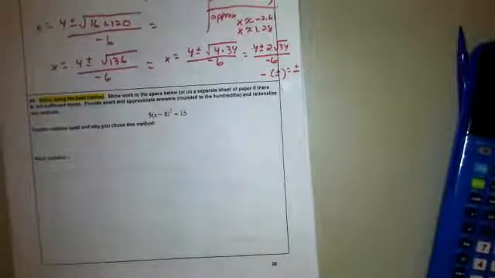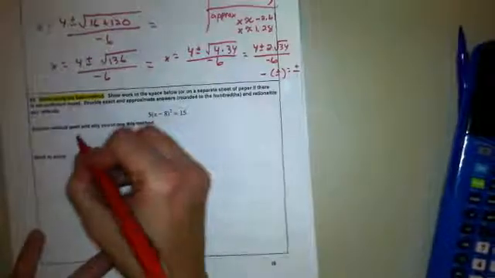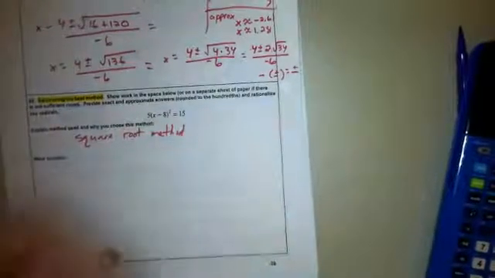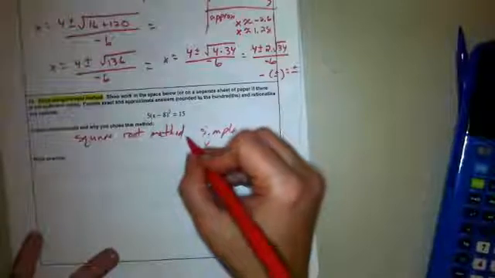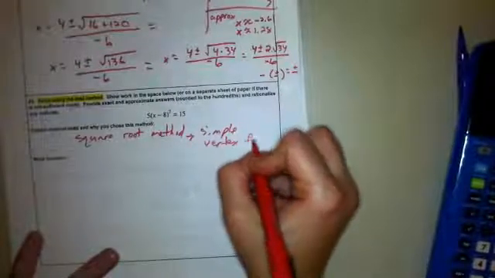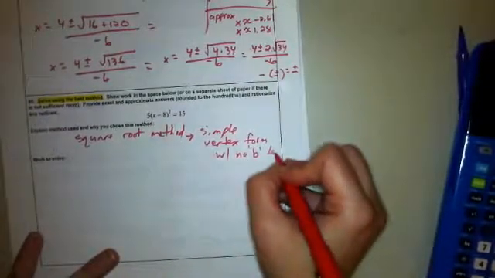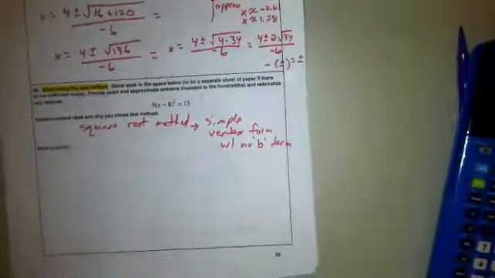Let's see how many more I have. Well, I'm not going to get through as much as I want, but that's okay. Let's look at 65. That can be our last problem for the day. Solve using the best method. I hope you can look right away and see square root. I'm going to use the square root method. Why? Well, it's in simple vertex form, and there's no b. So that makes it a very easy problem to do.